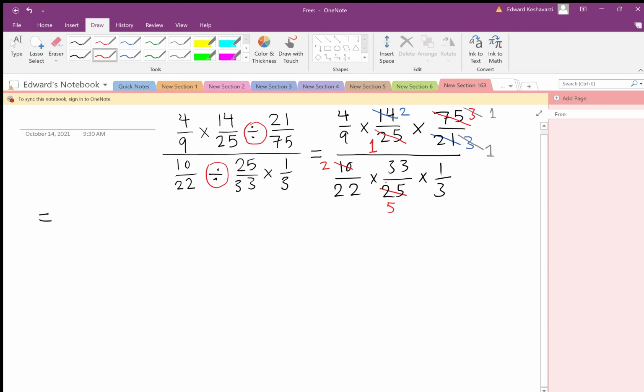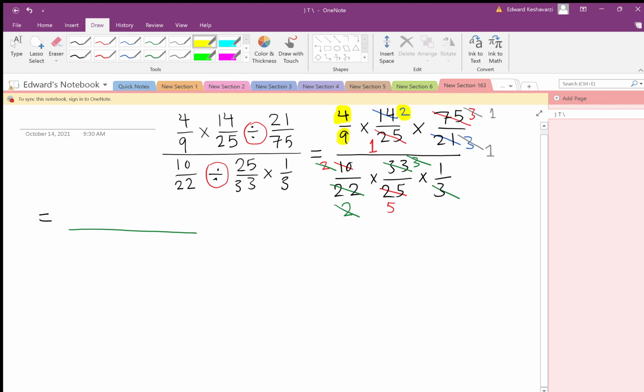Also, we can simplify 22 and 33. Both are divisible by 11, so it's going to be 3. Also, these two 2's cancel each other out. These two 3's cancel each other out. So what remains on top is what I see on top. I'm going to highlight them with yellow. So this is the number that remains on top. This is another one, and this is the last one.